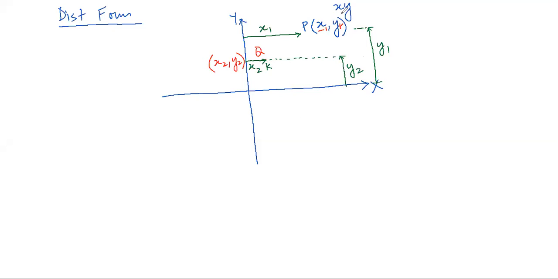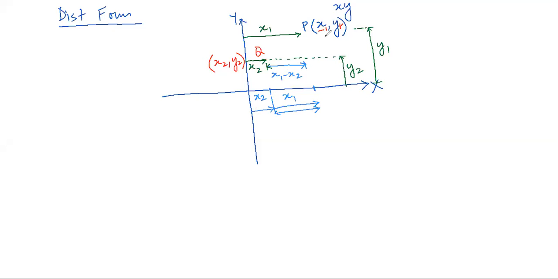So, having defined x1, y1, x2, y2, if somebody asks, what is the horizontal distance between 2 points? This is the horizontal distance between 2 points. This total distance is x1, and this small distance is x2. So what is this distance? Obviously we can say that this distance is x1 minus x2.